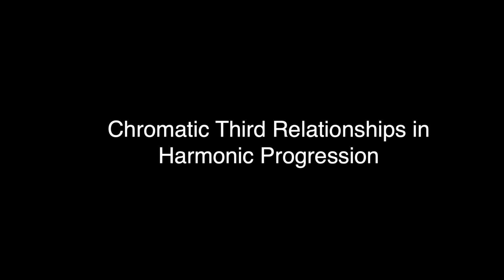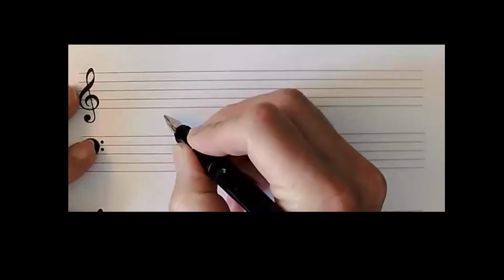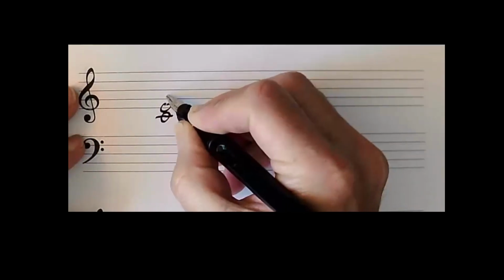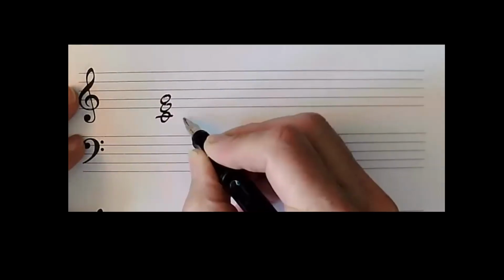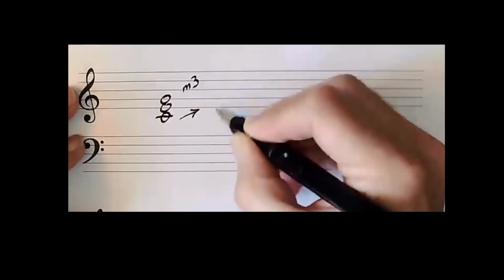This video explores the chromatic third relationship as one chord progresses to another. In a chromatic third relationship, we are talking about the motion of the root tone from one triad to another of either a minor third or a major third going up or down. An example would be a C major triad moving up a minor third to an E flat major triad.